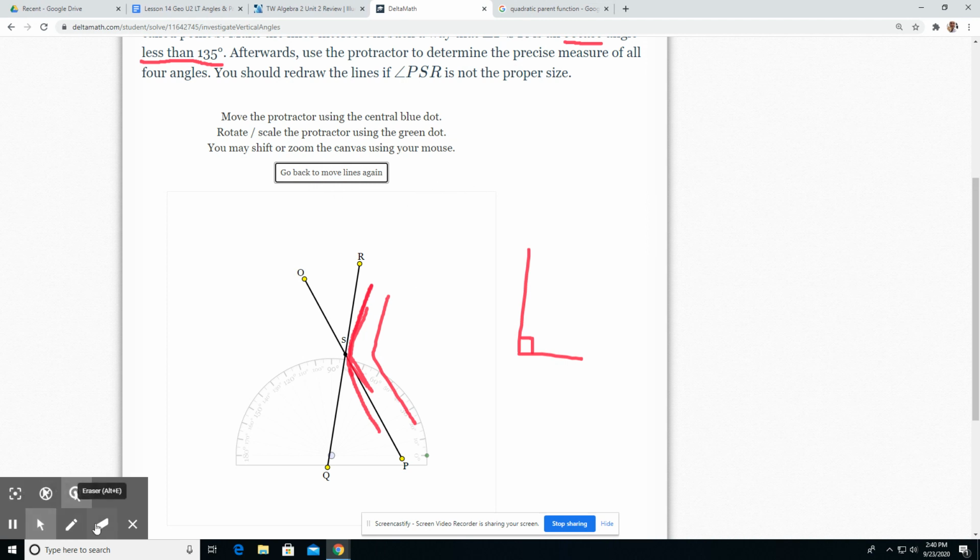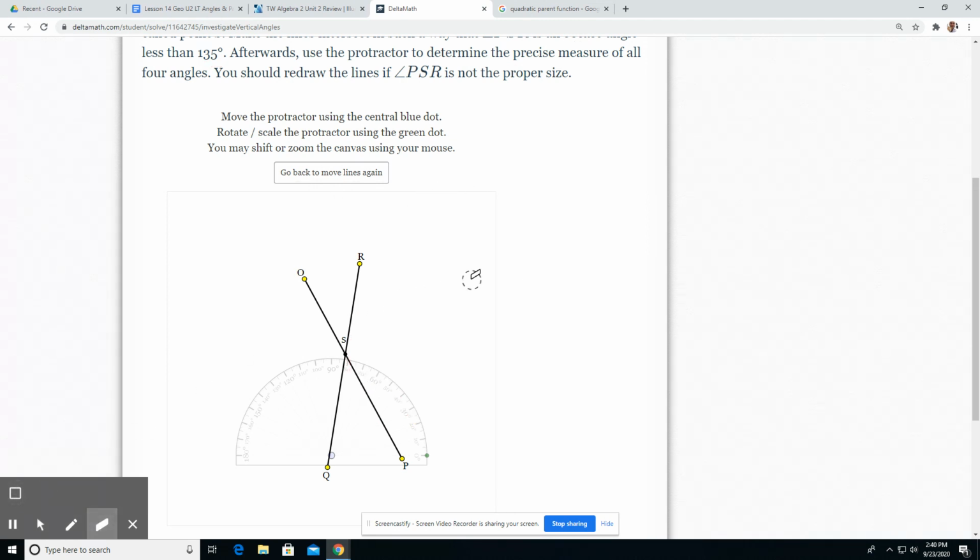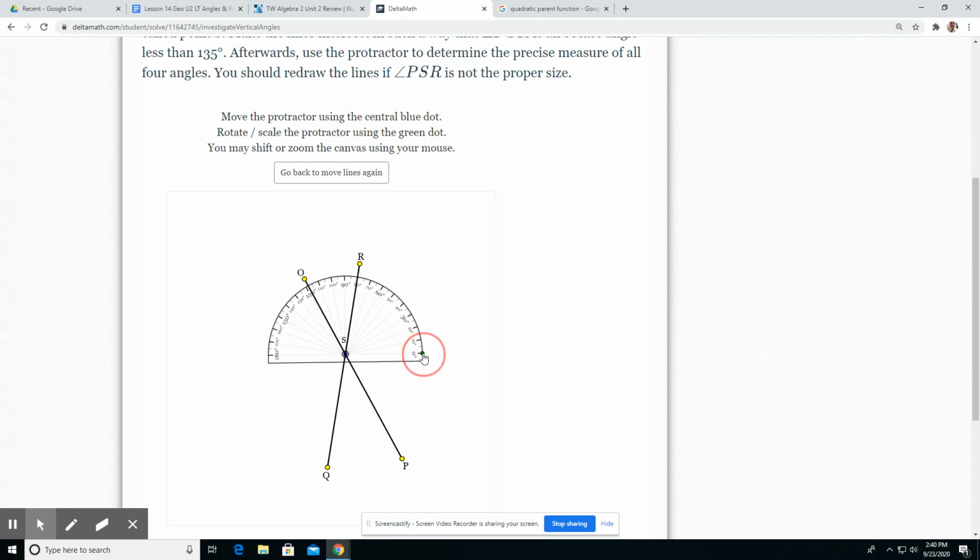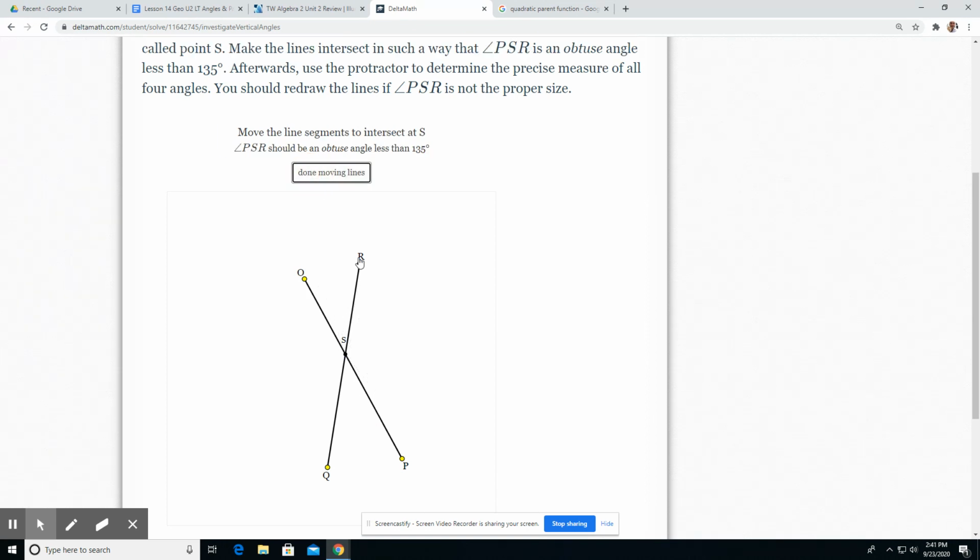I'm going to go ahead and get rid of my drawings here. All right. And we want to adjust, remember, the protractor, we lock it onto the center, and then we can move it from there. All right, bigger or smaller. And we want PSR. So I'm going to lock it onto P. And notice right here, when I look at it, it's over 140. It's over 140 degrees. I need it to be less than 135.